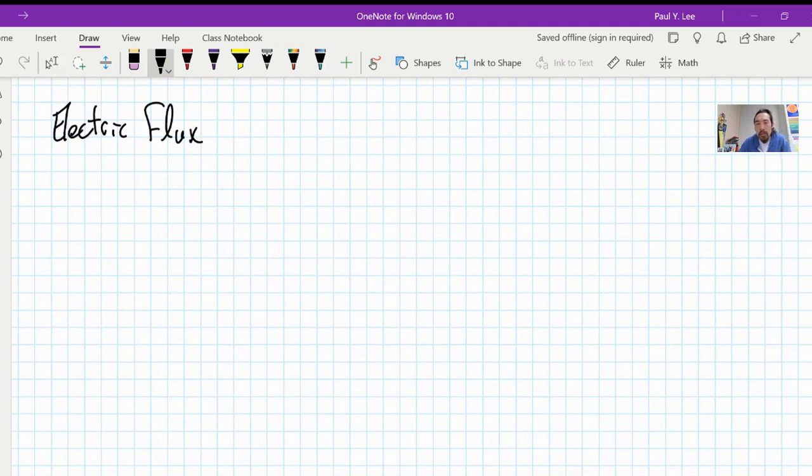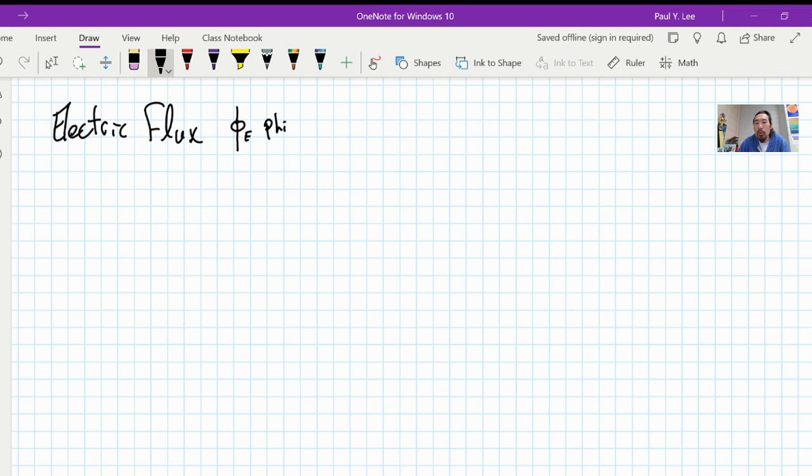Electric flux has a brand new symbol, and that symbol is a circle with a vertical line that goes straight through it. And we pronounce this as phi. It's a Greek letter, and it represents flux. And for electric flux, you might see me write a subscript capital E to show that it's electric flux.